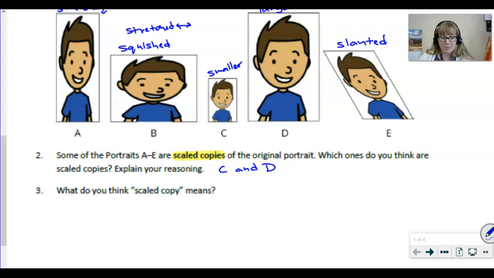Again, pause the video if you need time to write this down before I give the answer. What is it that you think scaled copy means? And in normal class, we would ask for some class discussion on this, a few students to share their answers. And scaled copy really just means we want it to be smaller or larger. It can be smaller or larger. But we don't want there to be any squishing or stretching.